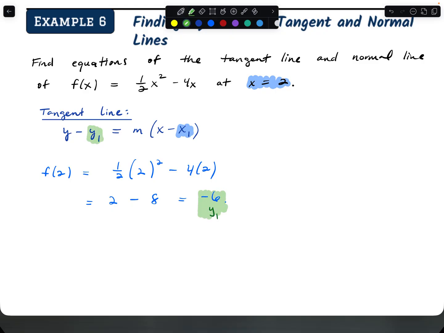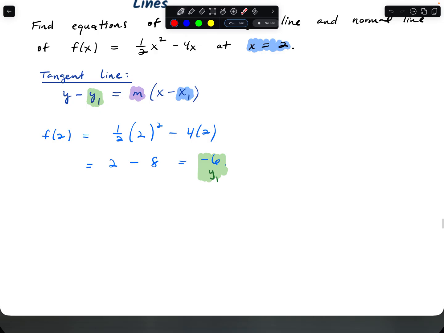To find my m, I need to take the derivative of my function and plug in 2. Now, in the first lesson of this unit, you had to do the difference quotient first. Now that we know the power rule, we can just do the power rule. So f prime of x is equal to, power rule, bring the 2 down. 2 times 1/2 is 1, so this is just x. And then the derivative of negative 4x is just negative 4.